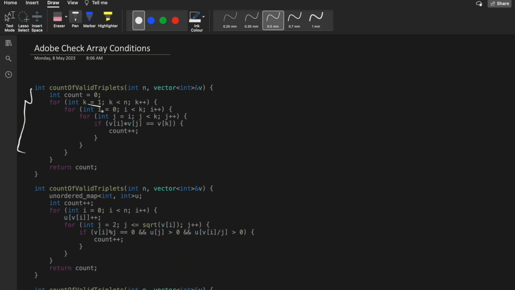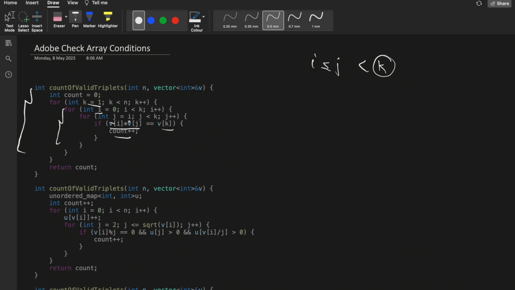Here I have taken k starting from 1, because index 0 for k has no meaning. No i and j will be present for the 0th index number, because i and j both must be less than k, so we must start k from 1. After that I took 2 inner for loops for i and j traversal and check whether v of i into v of j equals v of k. If that is the condition, then make count plus plus.